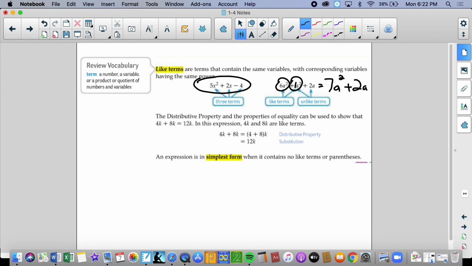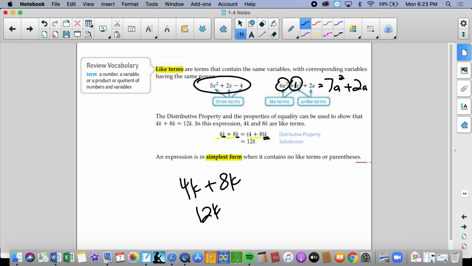The distributive property and properties of equality can be used to show that 4k plus 8k equals 12k. In this expression, 4k and 8k are like terms, absolutely. Remember how you distribute the k? Well, you can also factor out the k. If we take a k from both of these, that goes on the outside, and then you're left with 4 plus 8. And 4 plus 8 is 12, and you get 12k. I think it's just easier if you added 4k plus 8k. 4 kangaroos plus 8 kangaroos definitely gives you 12 kangaroos.